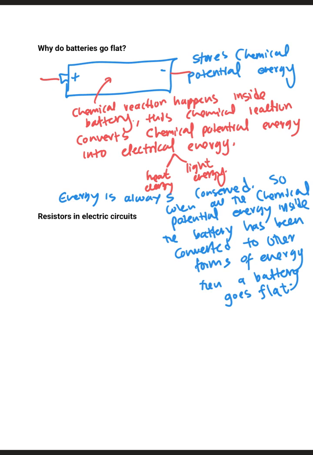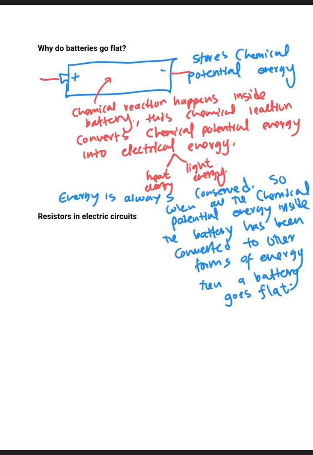It goes flat because then there's nothing for it to produce, because it has now used all its chemical potential energy. That chemical potential energy was converted into electrical energy, and the electrical energy was then used to do heat energy, and also light energy and other forms of energy. Once all that chemical potential energy has been used up, the battery will go flat, because it no longer has any chemical potential energy inside it.